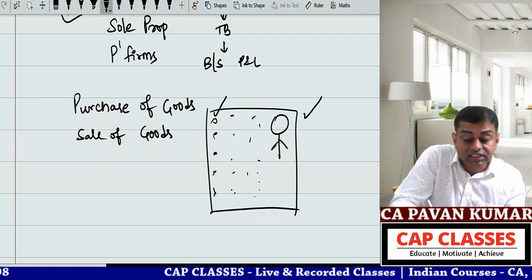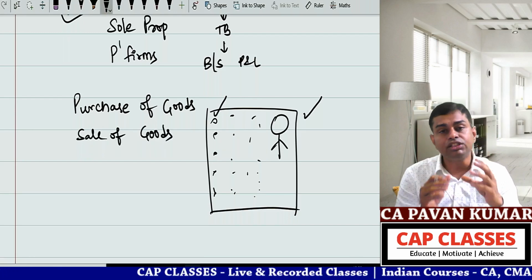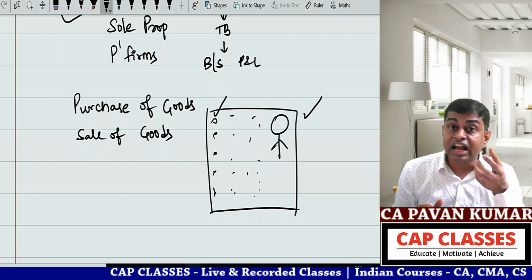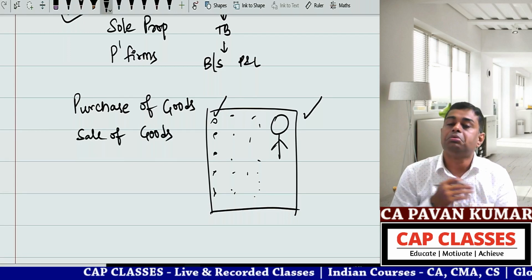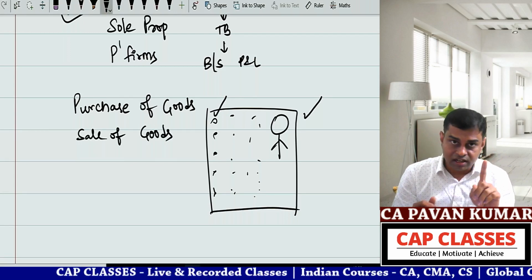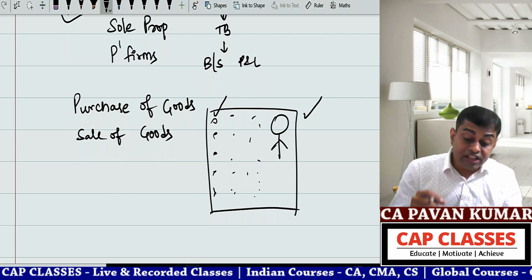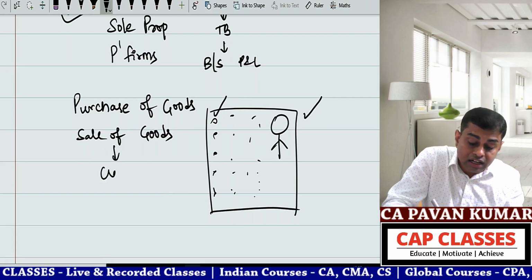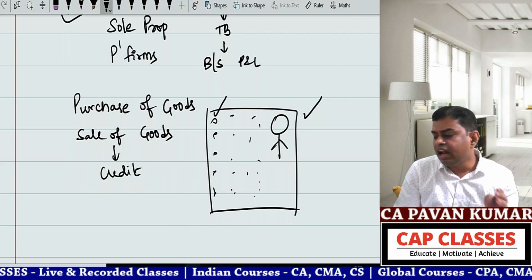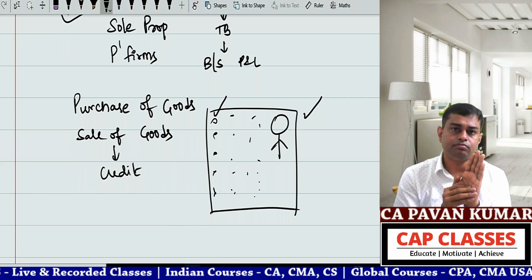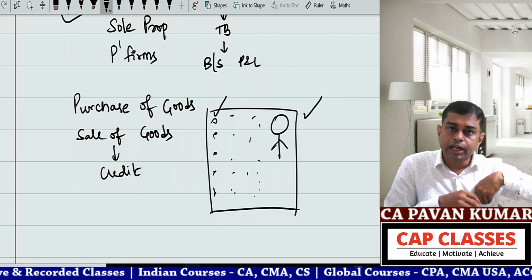Sale of goods. He sells goods, he collects cash. But he doesn't know to pass a cash account debit to sales account. He doesn't know. But he is smart enough. If he sells goods on credit, he will have one small book, one small chota book in his pocket.